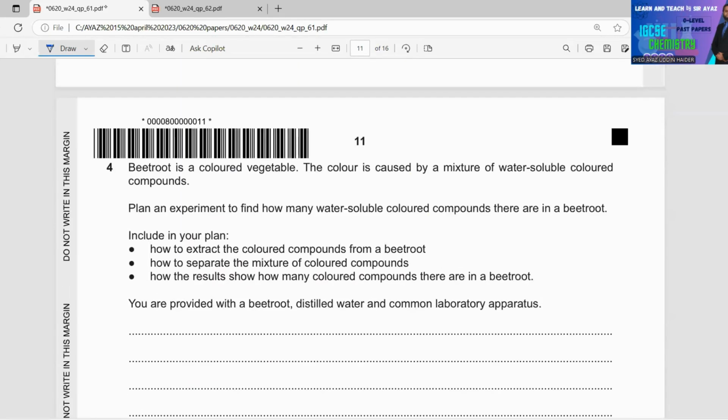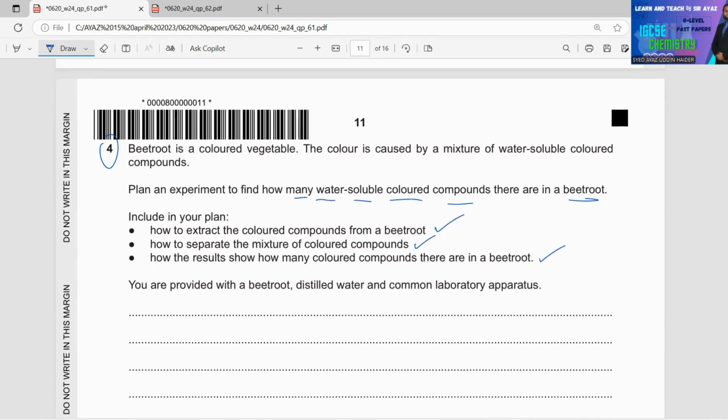Moving to the last question, which is question number 4. Beetroot is a colored vegetable. The color is caused by a mixture of water-soluble colored compounds. Plan an experiment to find how many water-soluble colored compounds are in a beetroot. Now they are saying you have to find how many colored compounds there are in beetroot. They are talking about the number of colored compounds. Include in your plan how to extract the colored compounds from a beetroot, how to separate the mixture of colored compounds, and how the results show how many colored compounds there are in a beetroot. You are provided with a beetroot, distilled water, and common laboratory apparatus.